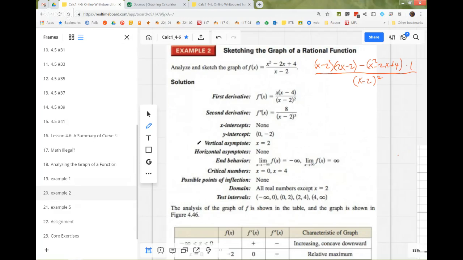Yeah, and on top, what happens? 2x times x is 2x squared. Negative 2x, negative 4x. And on the right, we have subtract that whole quantity. So what's 2x squared minus 1x squared? x squared. What's negative 6x minus a negative 2x? Negative 4x. So there's your numerator. You see they factored it again. They wrote it as x times the quantity x minus 4.